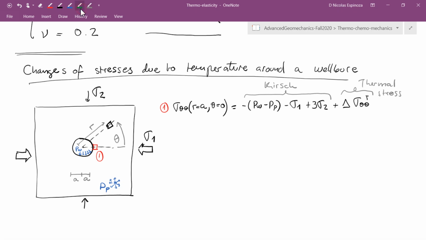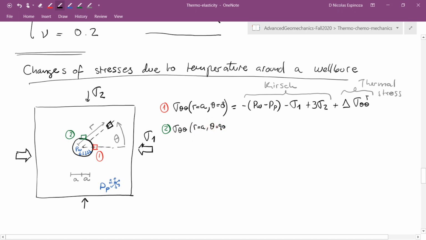The other equation is for position number 2, and here in position number 2, the equation is going to be very similar, but the part of the Kirsch equation is going to change. So if this is 90 degrees, then this part remains the same, but now this part is going to be 3 sigma 1 minus sigma 2 plus the thermal component.